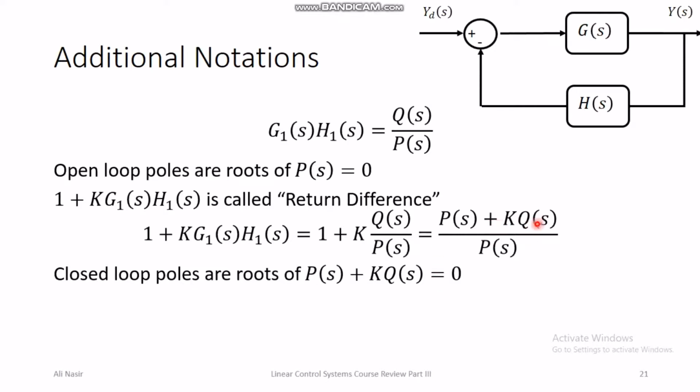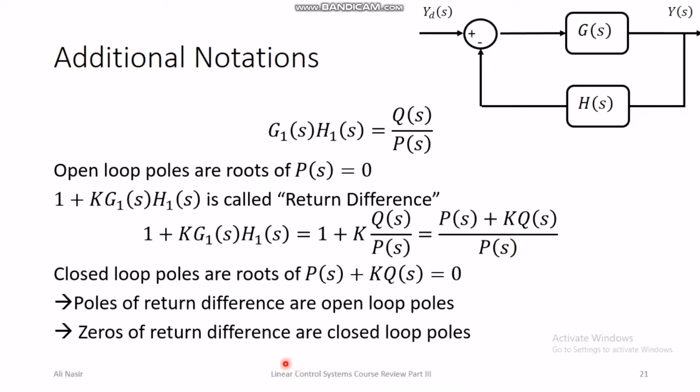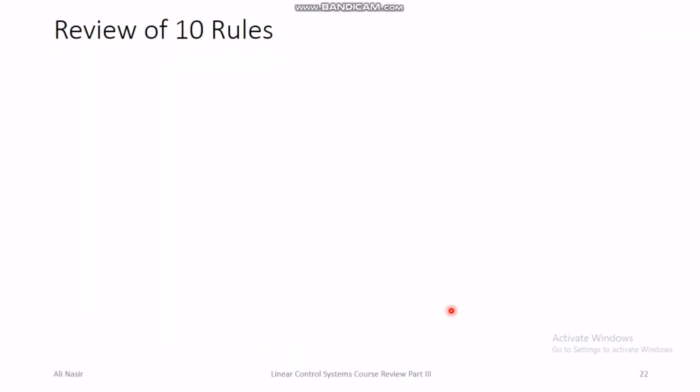So zeros of the return difference are closed loop poles, and the poles of the return difference, which are the roots of P(s) equals 0, are open loop poles. In this way, the return difference is an important quantity which gives you the poles of the open loop system and the poles of the closed loop system in a single expression. Alright, so zeros of the return difference are closed loop poles, and poles of the return difference are open loop poles. Then we review the 10 rules of root locus.